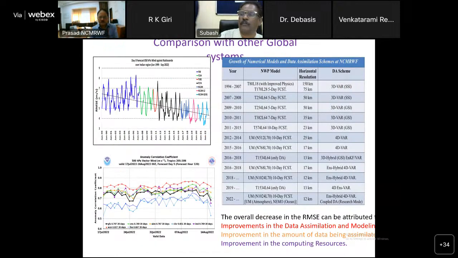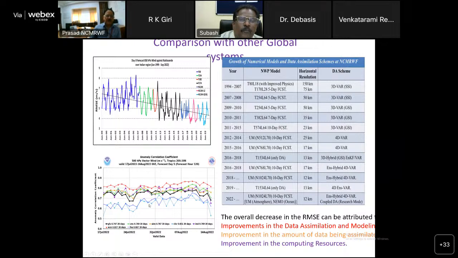And with these improvements, we can see the model forecast at medium range in India has improved very much. This figure shows, from 1999 onwards, the day 3 forecast improvement compared to the reanalysis data. You can see continuously the improvements at various stages, and the color code shows the various models that have been implemented at various stages at NCMRWF.